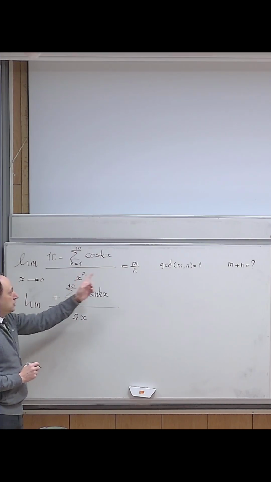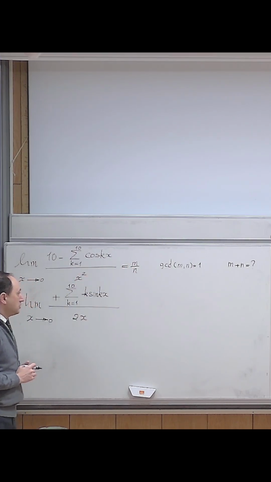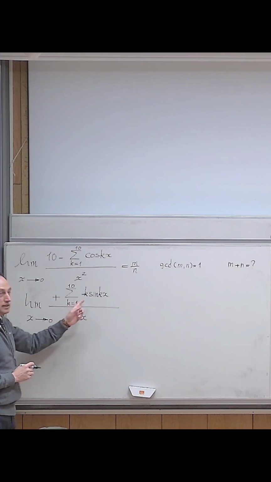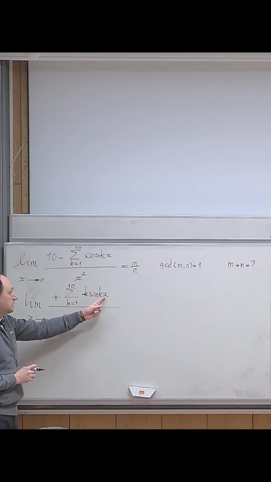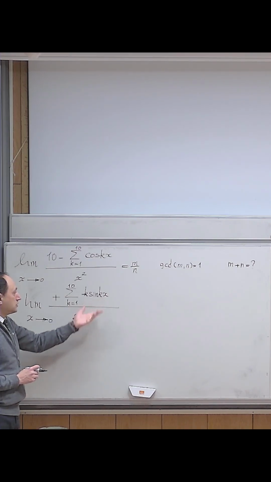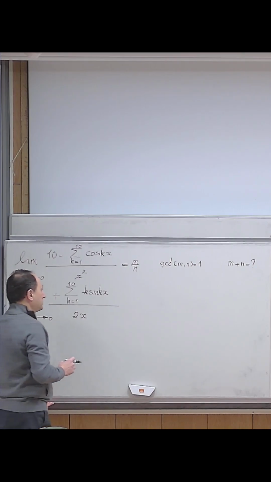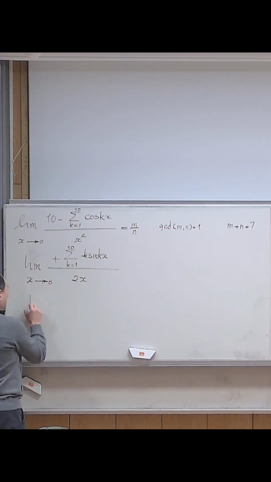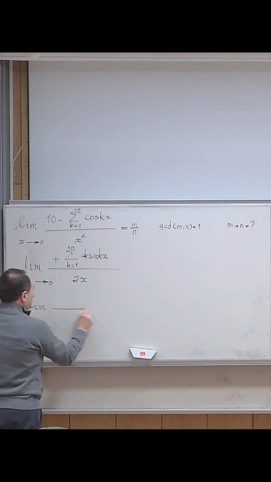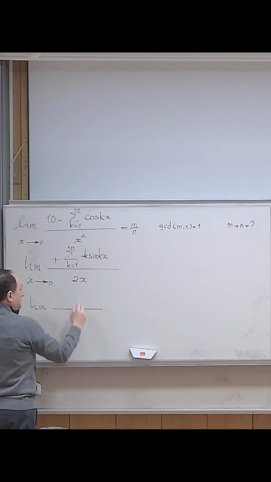But of course, we know that the answer to the limit should be m over n. Still, this limit is a 0 over 0 limit, because if I replace x with 0, sine of 0 is 0, so the sum of zeros becomes 0, and the denominator is also 0. So I can use L'Hopital's rule once more.